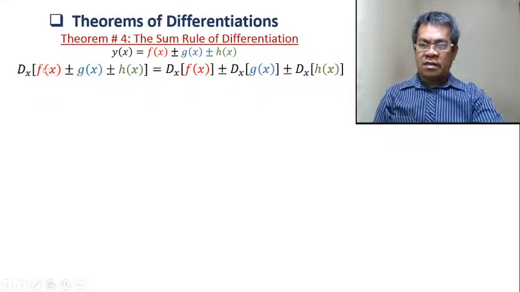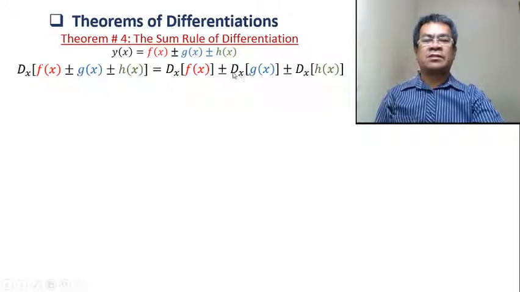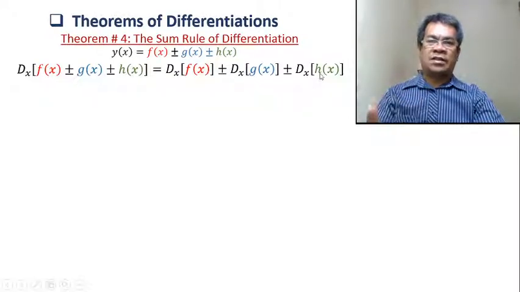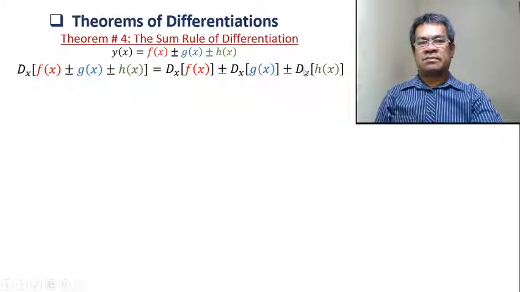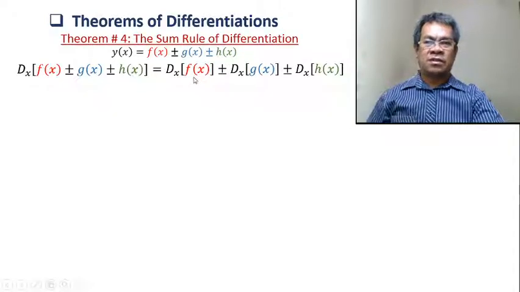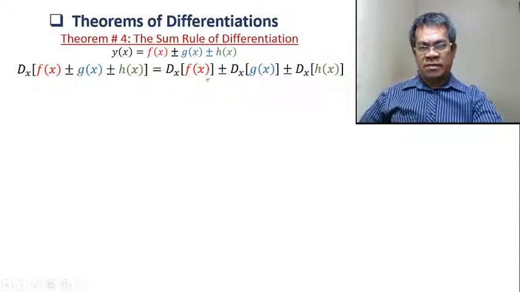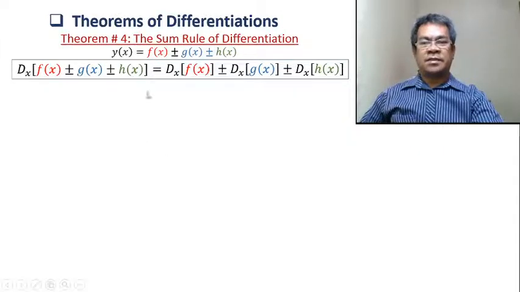So we find the derivative of the function of x, plus or minus the same operator, the derivative of g of x, and so on. After this, use our previous theorems. Examine if you can apply them to each function, then go. Then simplify further. That's it. That's the sum rule of differentiation.